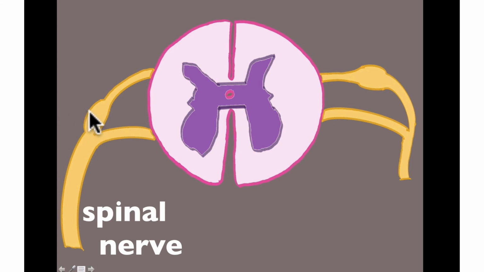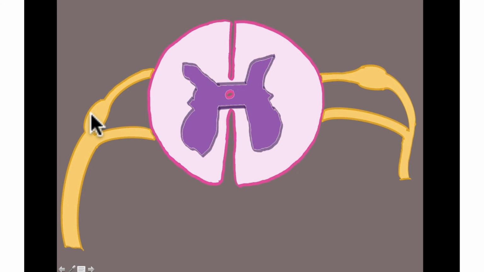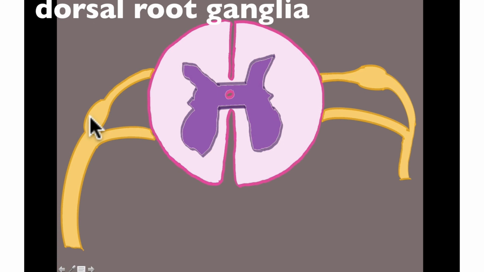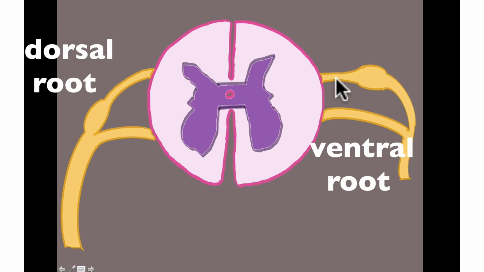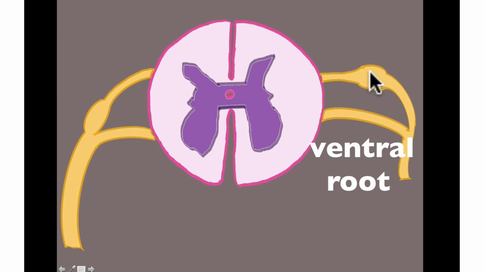This right here is what houses cell bodies of sensory neurons. This is what's known as a dorsal root ganglia. This is the dorsal root. This is the ventral root. Dorsal root, ventral root, dorsal root ganglia.